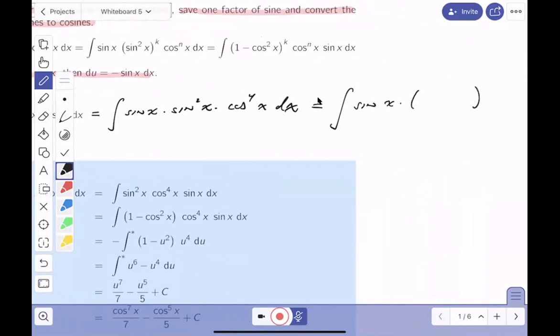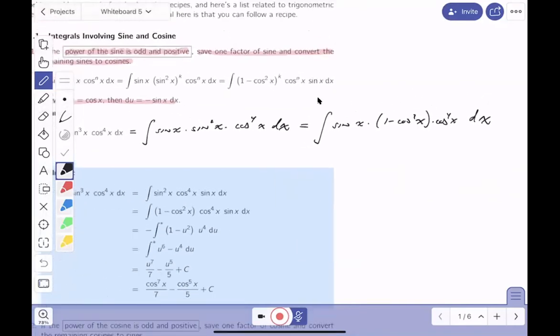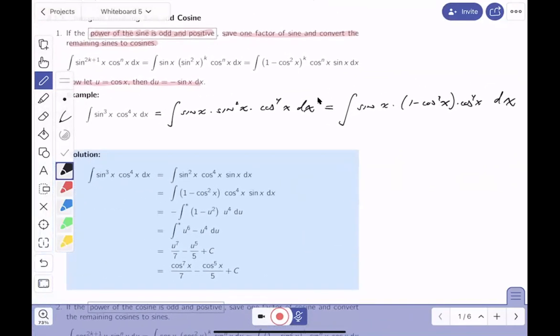Well, what's sine squared? It's 1 minus cosine squared, right? That's what they said to do. And again, we're just reading a recipe to you. So we did what they said. The power of the sine was odd and positive. We saved one factor of the sine and we converted the remaining ones to cosines. We did that exactly as they were told to.